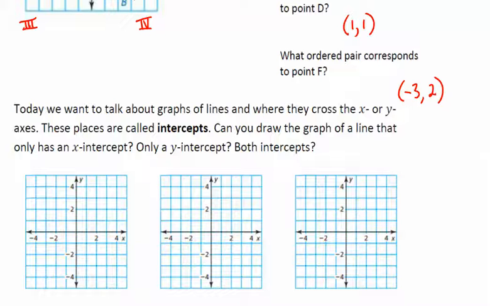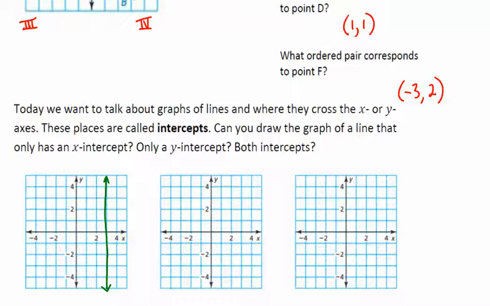And these places where the graph crosses the x and y axis are called intercepts. So first of all, to get ourselves acclimated to these, we want to draw the graph of a line that only has an x-intercept. In order to do that, we're going to need a line that's completely vertical, and notice that it's parallel to the y-axis. If it weren't parallel to the y-axis, it would eventually cross the y-axis, and so it would have both an x and a y-intercept.